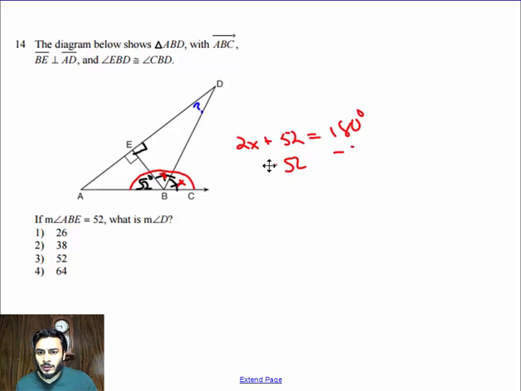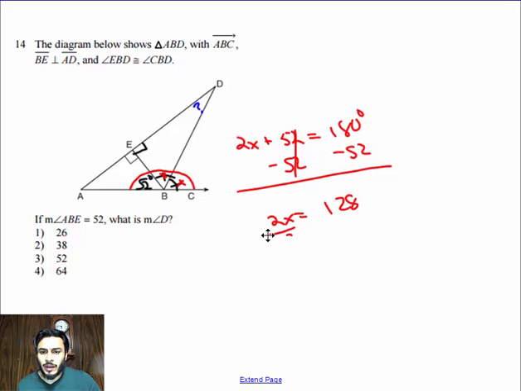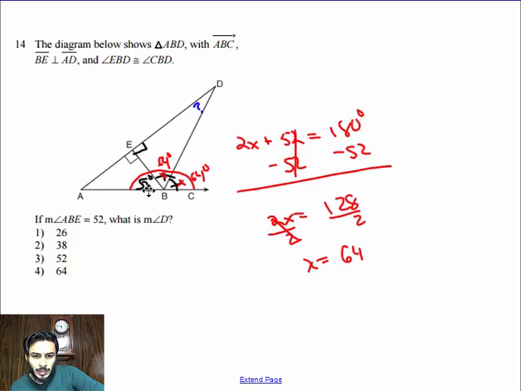Subtract 52 on both sides. 180 take away 52 is going to be 128. Then I'm going to divide both sides by 2, and I get x equals, what's that going to be, 64. So that means these are 64 apiece. So they're both 64 degrees. And let's go ahead and check that. 64 plus 64 is 128. 128 plus 52 is 180. So we know we're good.